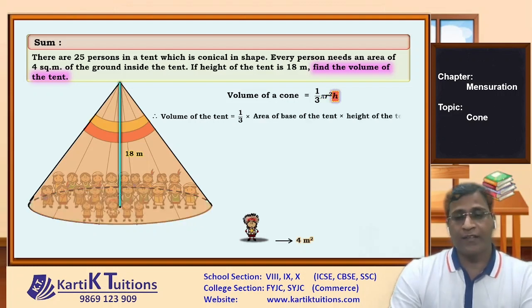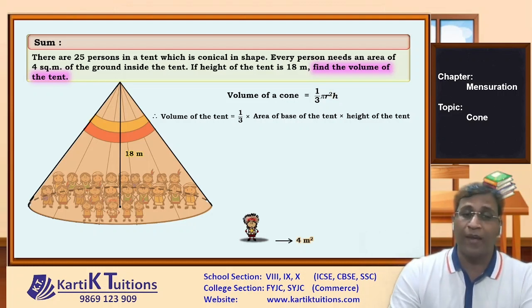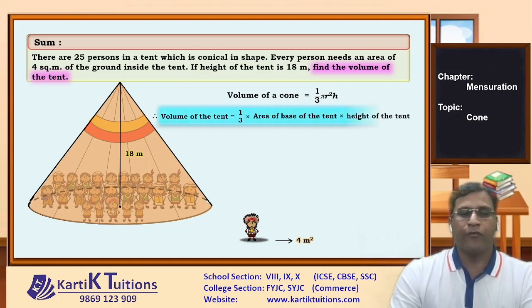Sir, how do you know all this? Arey, pi r square is there, right. Pi r square is the formula of what? Area of base. And what is the base of a cone? Circle. So basically it is 1/3 into area of base of a tent into height. Now see here, to get the volume of tent we have to use this logic. But the problem is we don't know the area of base of the tent. Height is given to us but area of base is not known. See here, how will we get the area of base of a tent?